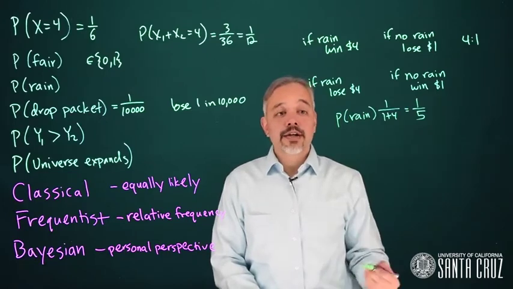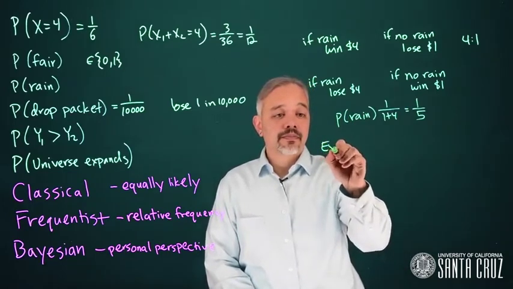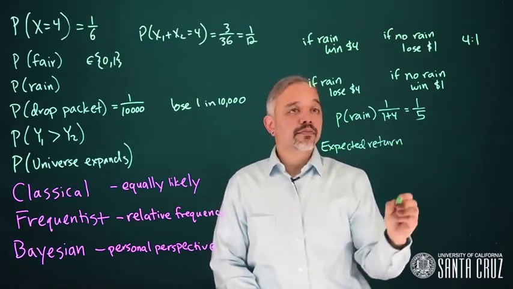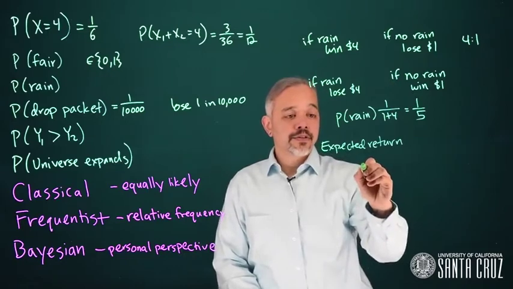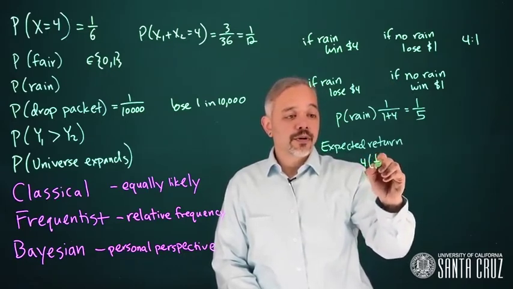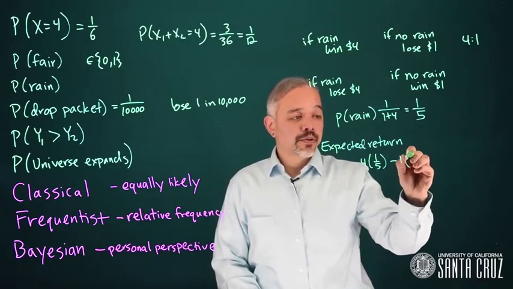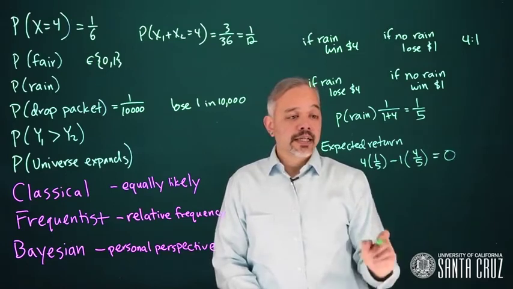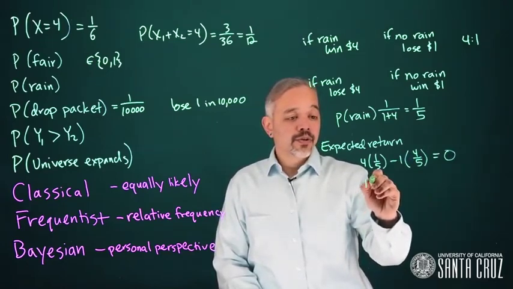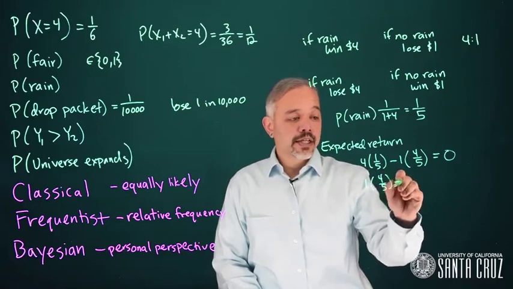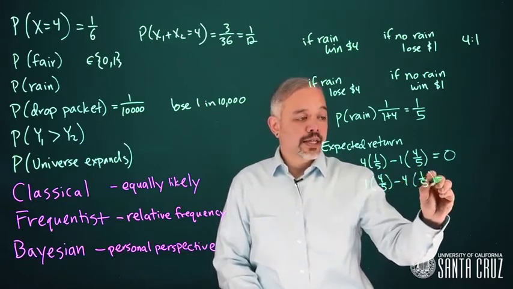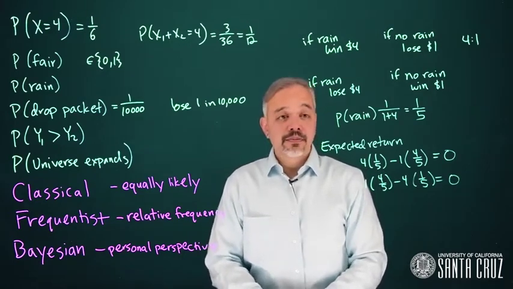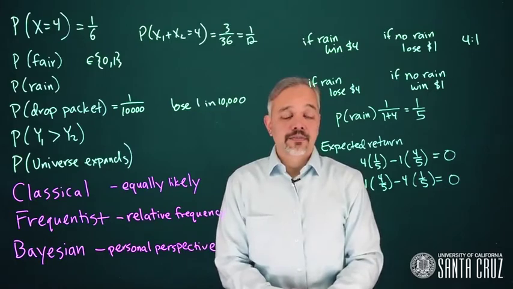We can see this is fair by looking at your expected return. Under the first bet, your expected return is you win 4 with probability 1 in 5, and you lose 1 with probability 4 in 5, and you can see that that's a fair bet of 0. In the second case, you win 1 with probability 4 in 5, and you lose 4 with probability 1 in 5, and that also is 0. So it balances out. It only balances out if your probabilities match.